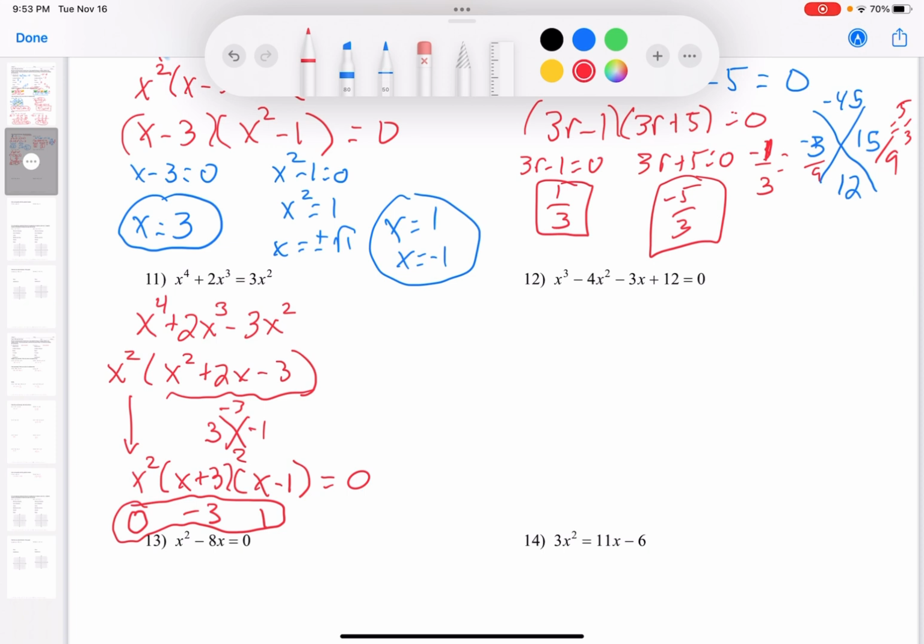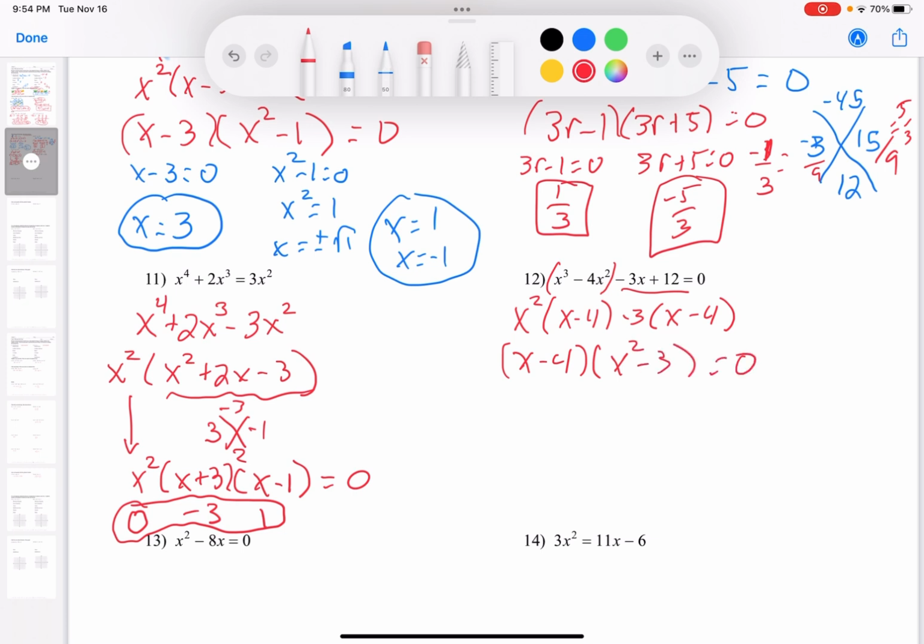Number 12, look for a GCF. There isn't one. 4 terms means we group. Group the first 2 terms together. Common factor is x squared, so that leaves me with x minus 4. And then common factor for the second one is negative 3. That leaves me with x minus 4. So our factors, x minus 4 and x squared minus 3 equals 0.